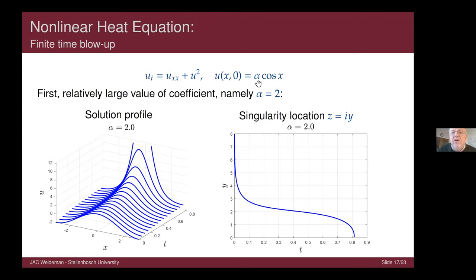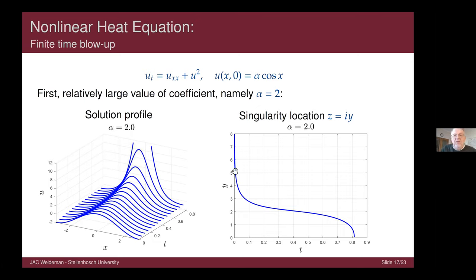So we'll be using this constant alpha to define the strength of the nonlinearity. We're going to start off with a fairly large alpha, alpha equal to 2, and on the left here, this is the picture. We start off with 2 cos x. Time evolves, and we see the amplitude growing and growing and growing, and we hit the finite time blow up at roughly time, just slightly bigger than 0.8.